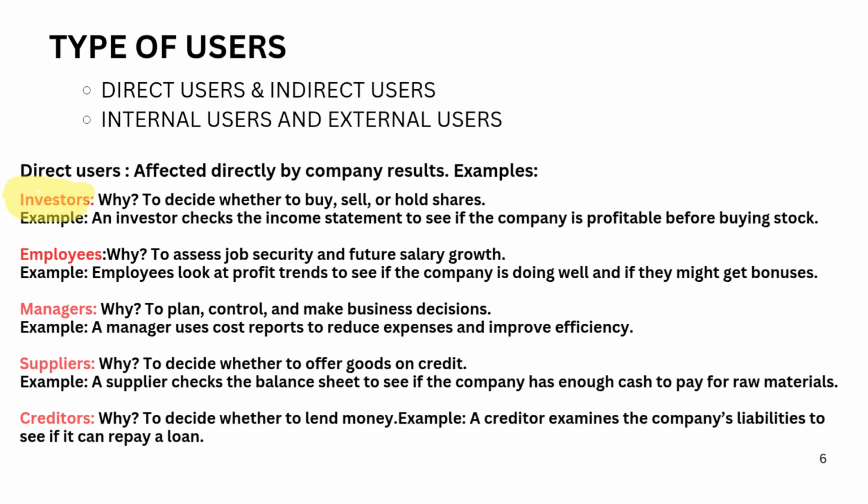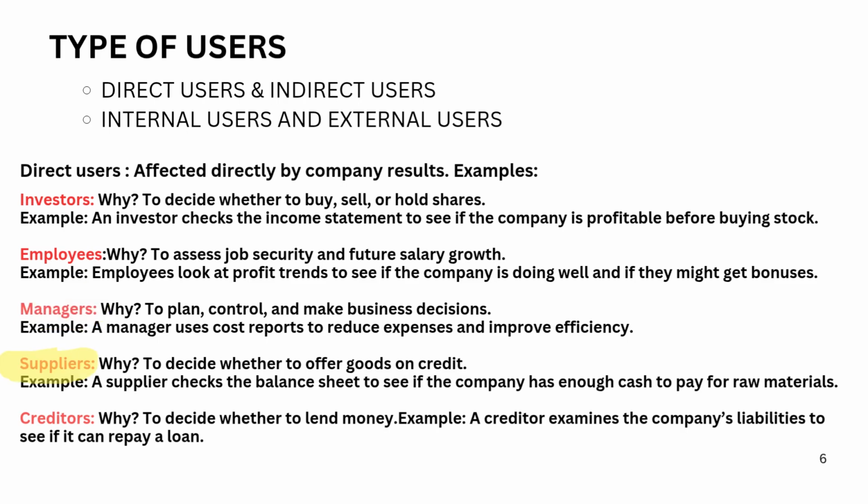Investors. They want to know, should I buy, sell, or hold this stock? For example, before investing, they'll check the income statement to see if the company is actually making profits. Employees. They care about job security and future salary growth. If profits are rising, they may hope for bonuses or raises. Managers. They use financial data to plan, control, and make decisions. Example. A manager uses cost reports to identify where the company is overspending.